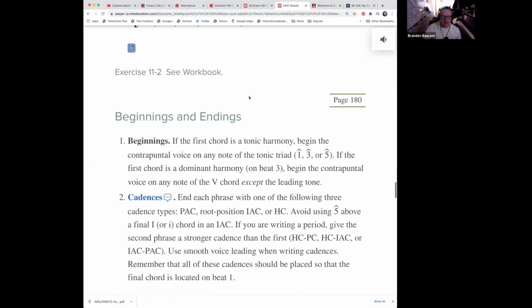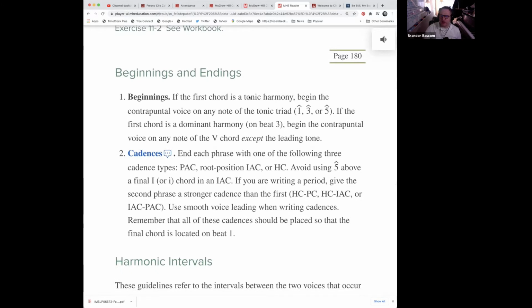I think we're here. Beginnings and endings, which is category 2. Yes? Got the talkative bunch. Just need to tone it down a little bit. All right.